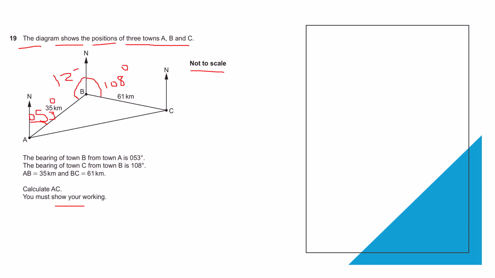What next, guys? Well, I know that angles around a point make 360, so this angle is going to equal 360 minus 127, and then take away 108. That's going to be 125 degrees. Now, here's the key. Now that I've got two side lengths and an angle in between, I can use the cosine rule to work out length AC.